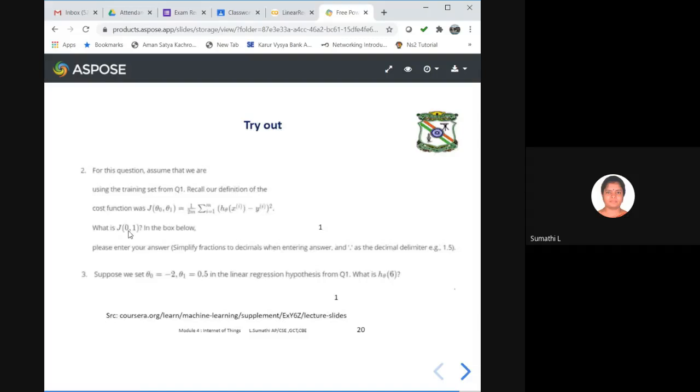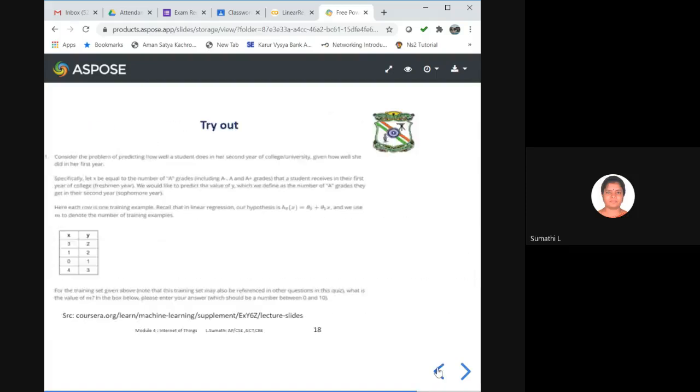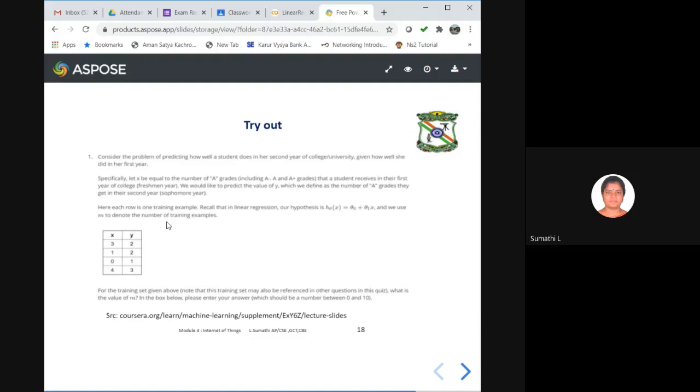See, here I have chosen the parameter values to be 0 and 1, right? And you tell me, if this is the thing, what will be my cost function? If I choose the parameters to be 0 and 1, what will be the cost function for this given data set? The cost function is nothing but you square the difference, you sum it up and divide it by 2m. You people do it and tell me the answer.